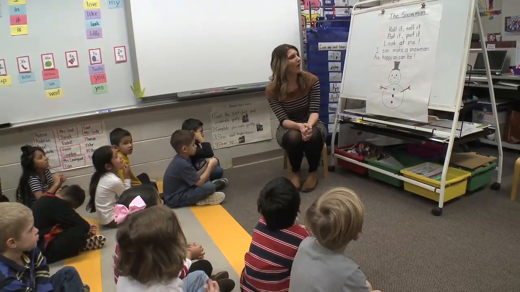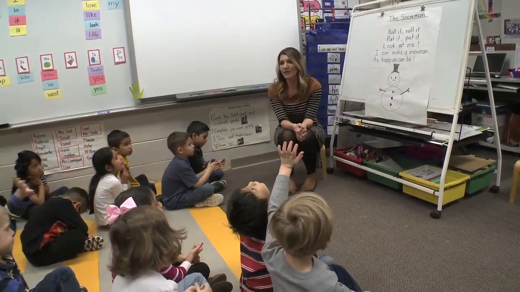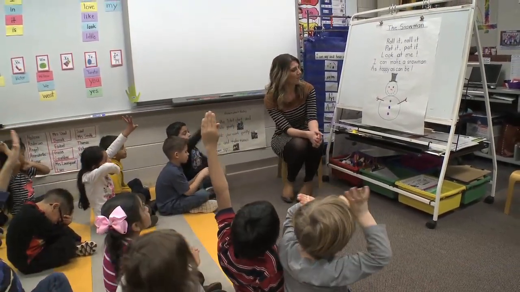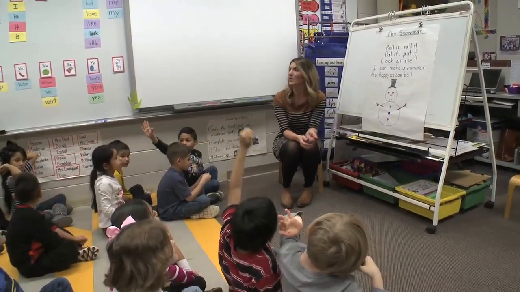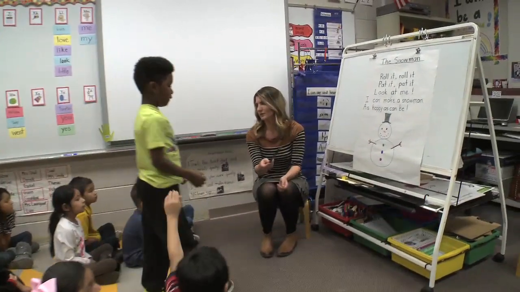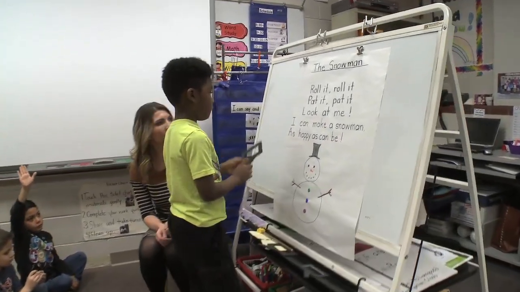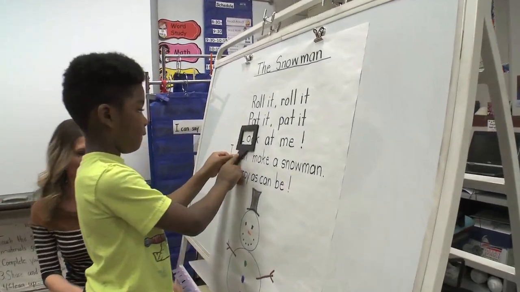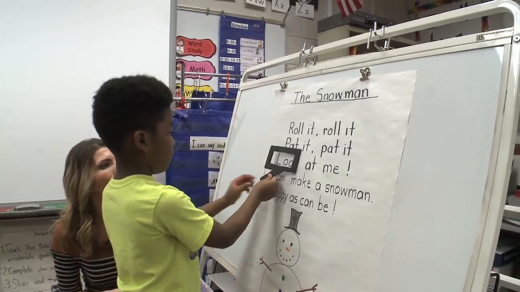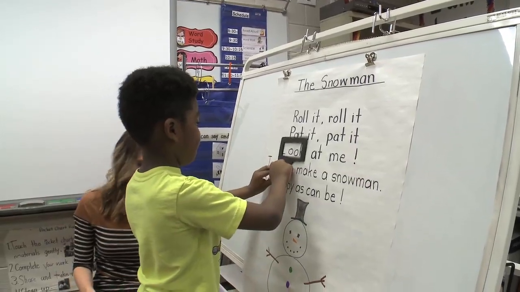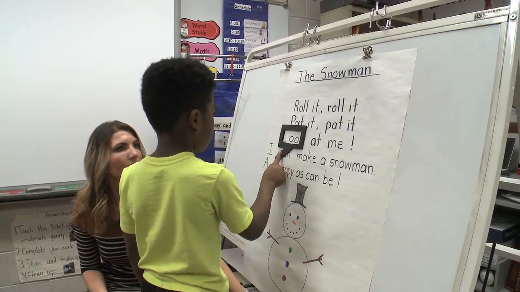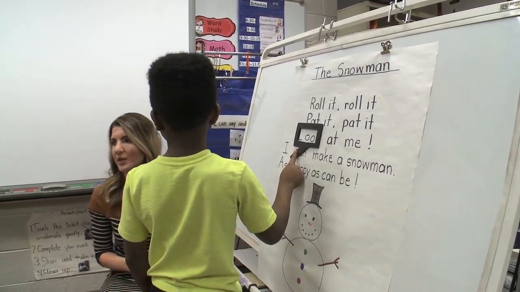I also see some other words that are on our word wall and that we see all the time when we're reading and writing. I'm thinking about the word look. Derek, can you come find the word look for us in the poem? Use this one. Derek, can you tell us the order of the letters you see in the word look? L-O-O-K, in that order.